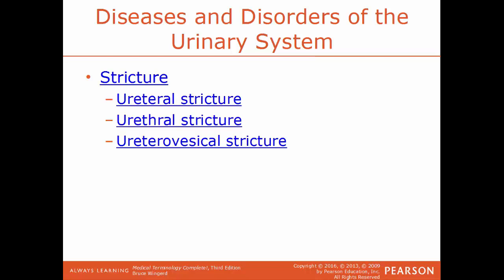Now, depending on where the narrowing occurs, it will be given a different, more specific name, which is what the next three terms are in reference to. The first one, ureteral stricture, is a stricture or a narrowing within the ureter. Urethral stricture is a narrowing of the urethra. Ureterovesical stricture. This is a stricture in the ureterovesical junction, which is the place where the ureter joins up with the urinary bladder.